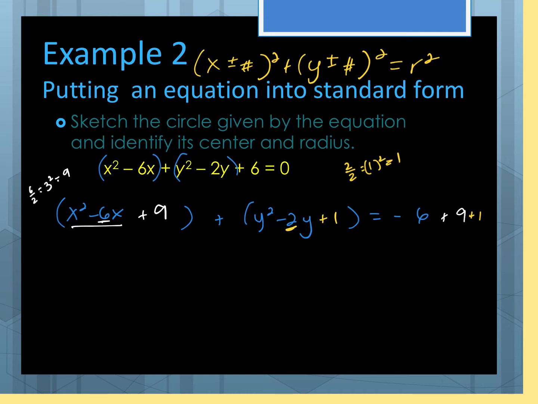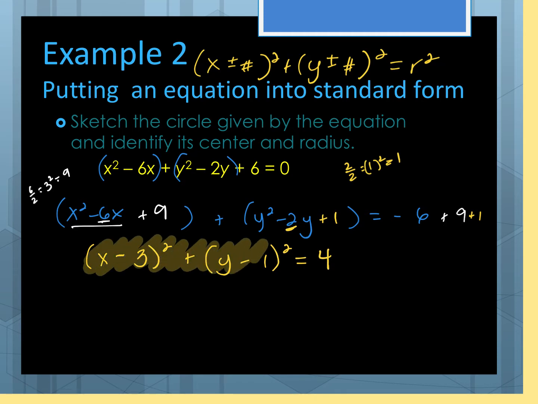Now my goal was to make these perfect squares so I can factor them into a binomial squared. So I square root the first term, I square root the third term, take the sign from the middle, put it in parentheses and square it. Plus, square root the first term, square root the last term, take the sign from the middle, put it in parentheses and square it. And then negative 6 plus 9 is 3, plus 1 is 4. And now my equation's in standard form.